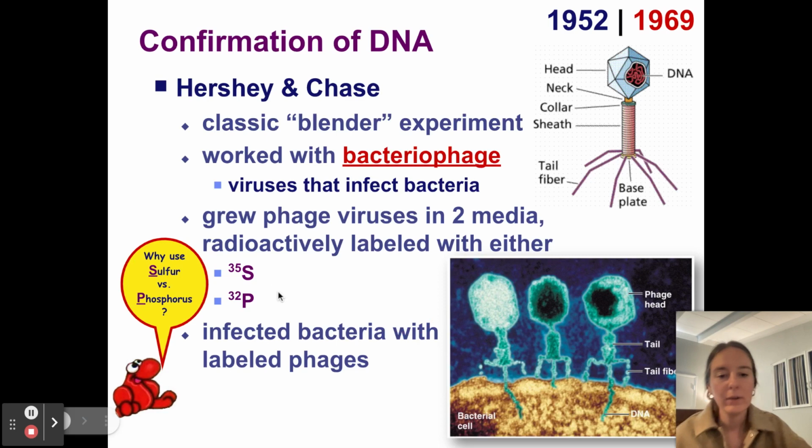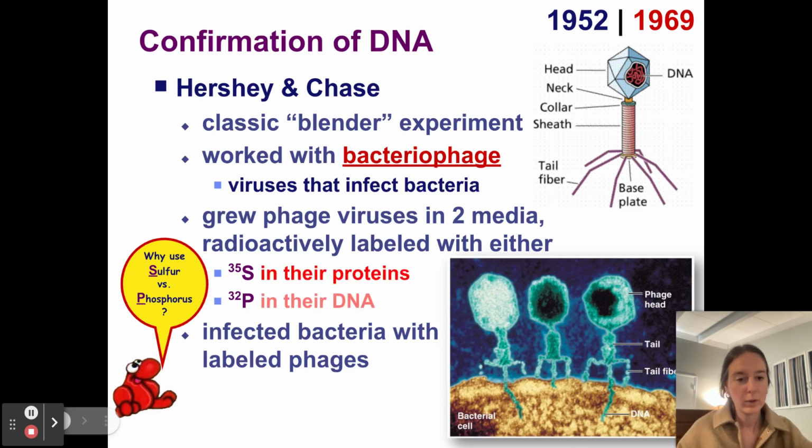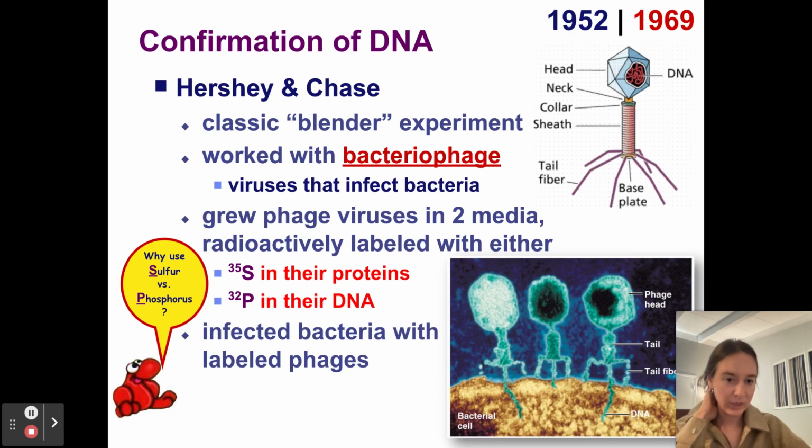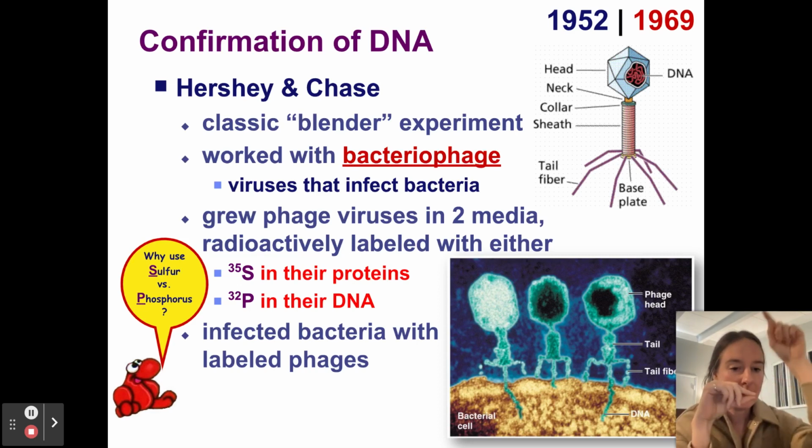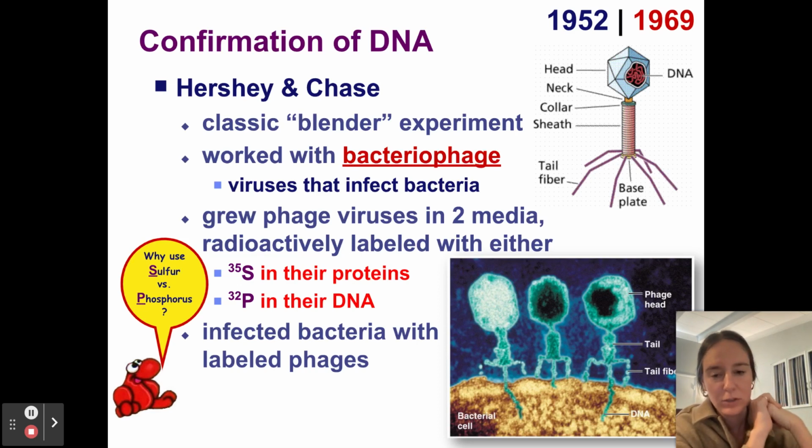Now, why did we use sulfur in one group? So one group of phages with sulfur and one group of phages with phosphorus. Well, here's the reason. Sulfur is an atom that is found in proteins. If you were to look at a protein structure, or back to unit 1, an amino acid, you would see the central carbon with a hydroxyl group, and then an amino group, and then a hydrogen on one side, and then attached to that there's an R group, and that R group often has sulfur in it. So that sulfur will be able to be attached to proteins.